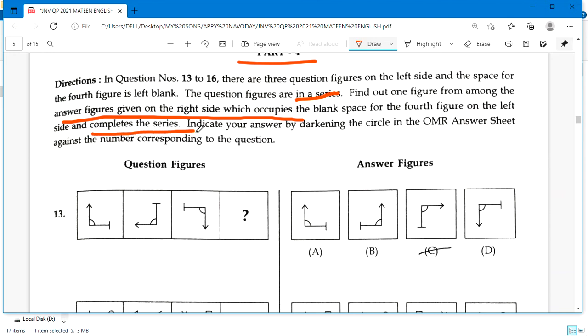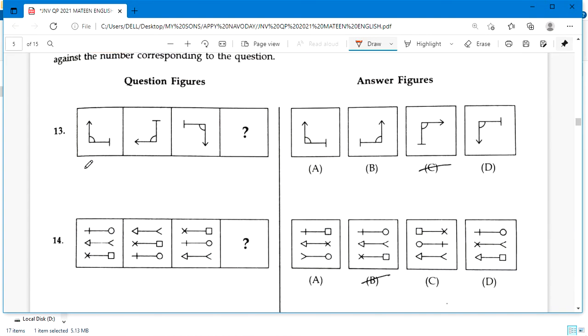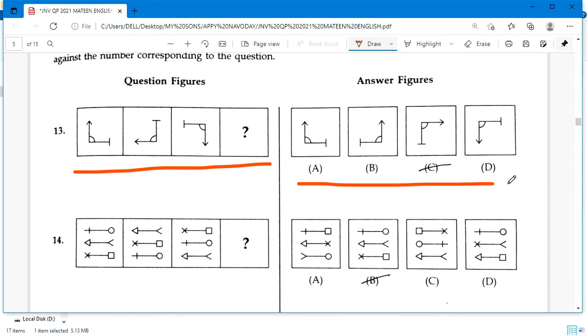So we have to complete this series, just by observing the question figures and finding which of these 4 figures completes the figure series. The answer figures are 4 and the question figures are 3. One figure is missing, and we need the one that tallies or completes the series.